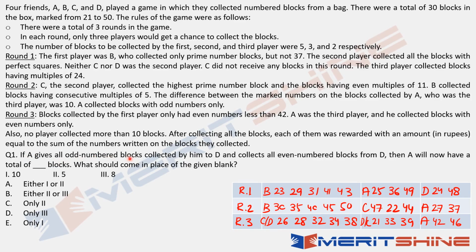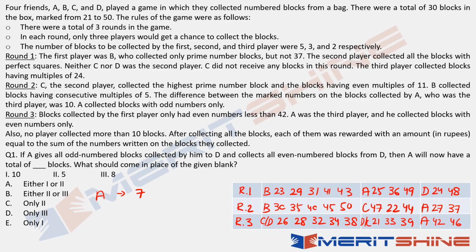Let's just talk about A first. A gives all odd numbered blocks collected by him to D. So where is A? If you look at this, what does it say? A gives all the odd numbered blocks collected by him to D. A does have how many blocks? This is 1, 2, 3. Look at the pointer: 1, 2, 3, 1, 2, 1, 2. So A collected 7 in all. So A started with 7.